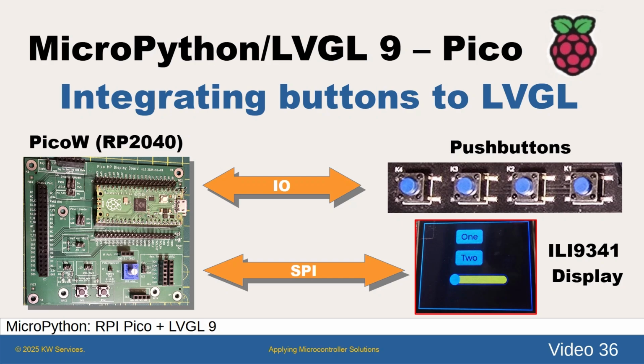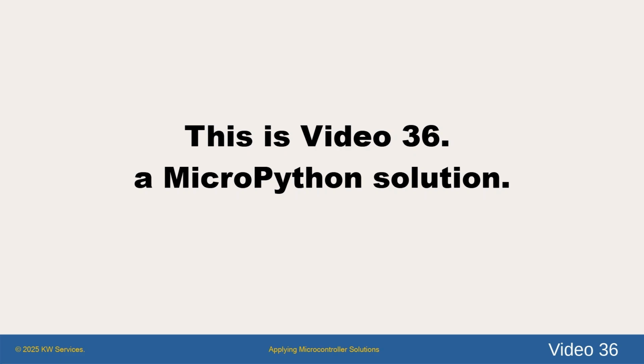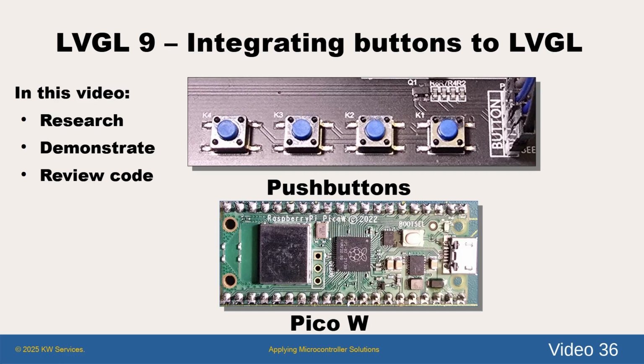This is video 36 on MicroPython and LVGL 9 on a Raspberry Pi Pico. Although we can easily add a push button to our project, how can we integrate it to LVGL? In this video, we do just that.